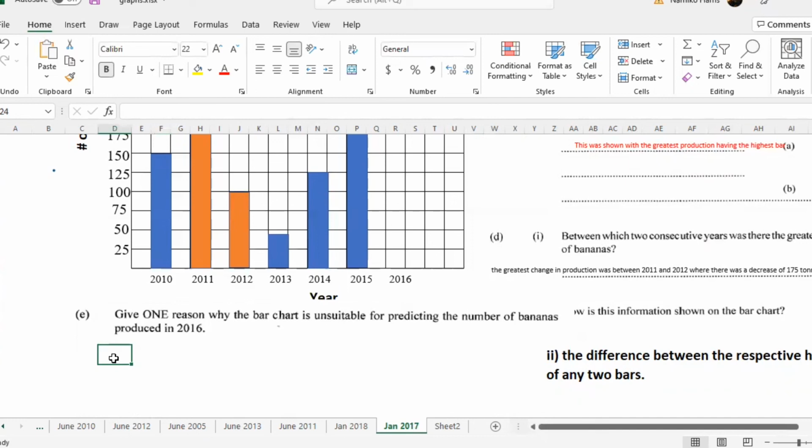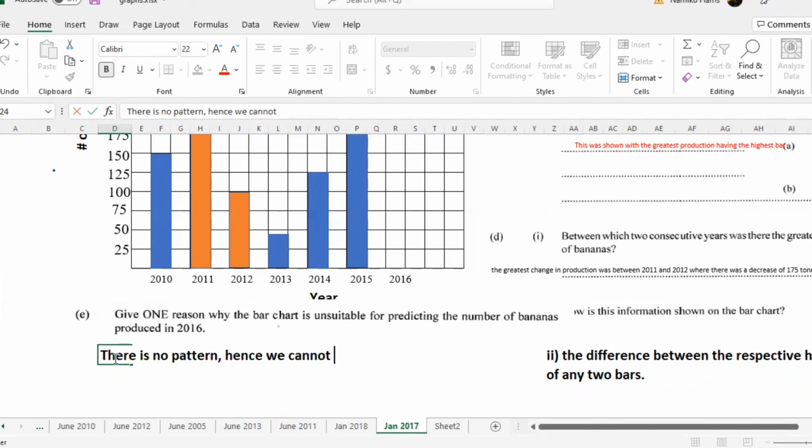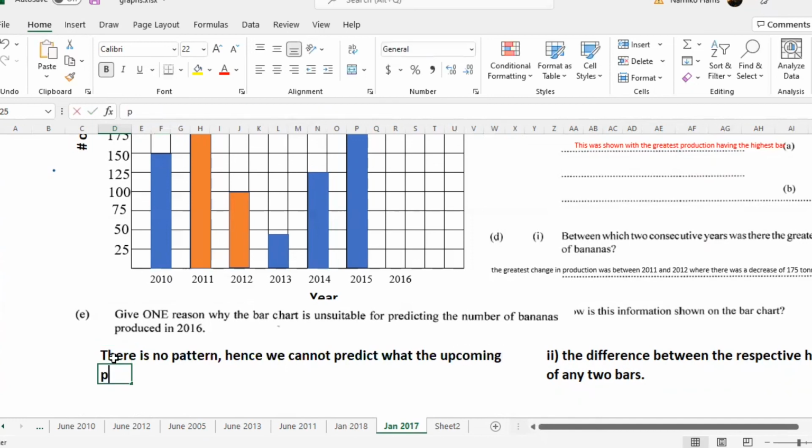So all we need to say is there is no pattern, hence we cannot predict what the upcoming production level will be. And oh, there's a typo right there. So this should be production. Excuse my typo. So that will be production.